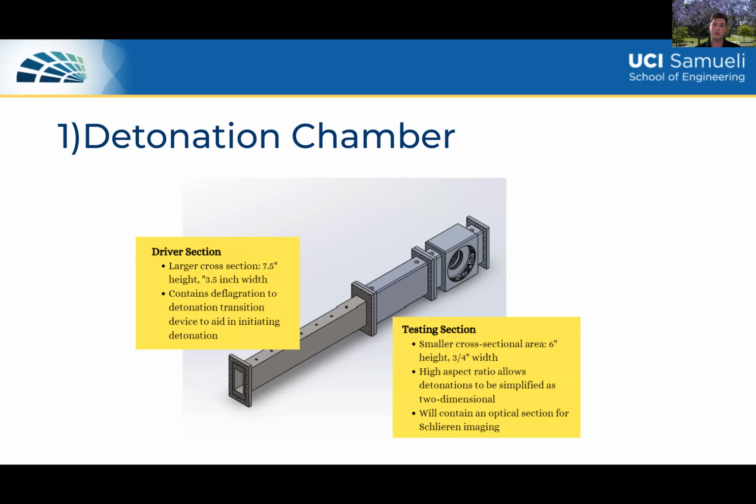Then they pass into the testing section, which has a smaller cross-sectional area, which simplifies the detonation to being essentially two-dimensional, making it easier for analysis. This is where all our measurements are going to be taken. Here, we're going to put it in an optical chamber to take optical measurements.